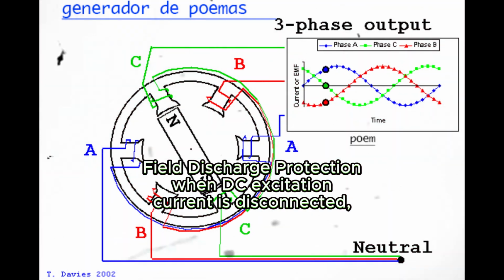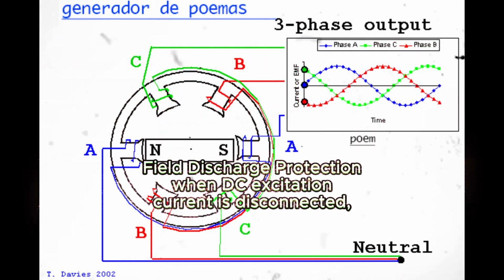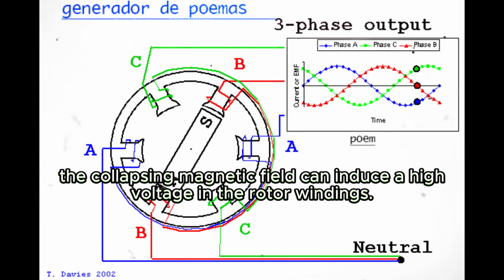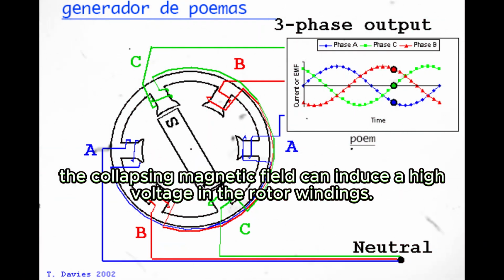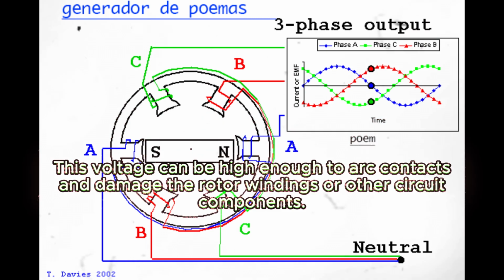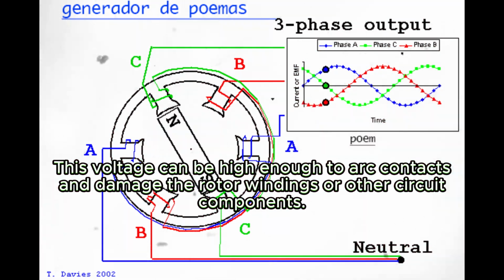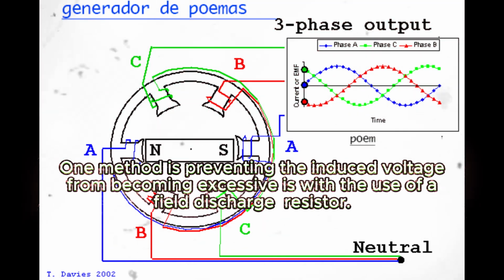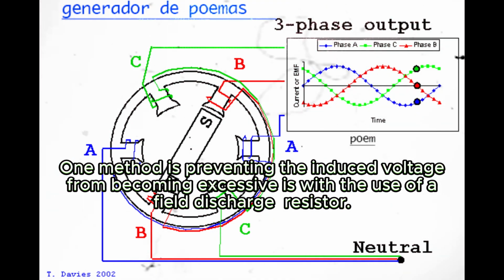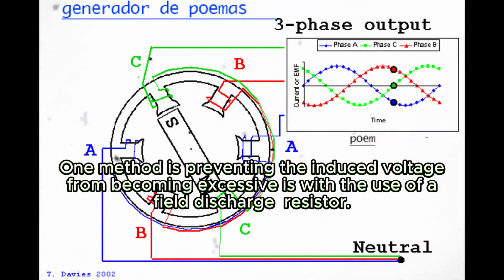Field discharge protection. When DC excitation current is disconnected, the collapsing magnetic field can induce a high voltage in the rotor windings. This voltage can be high enough to arc contacts and damage the rotor windings or other circuit components. One method of preventing the induced voltage from becoming excessive is with the use of a field discharge resistor.